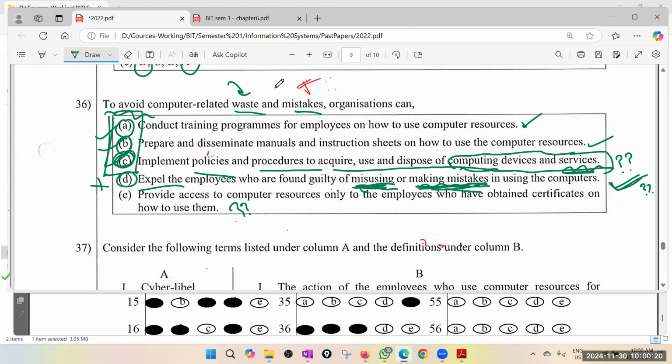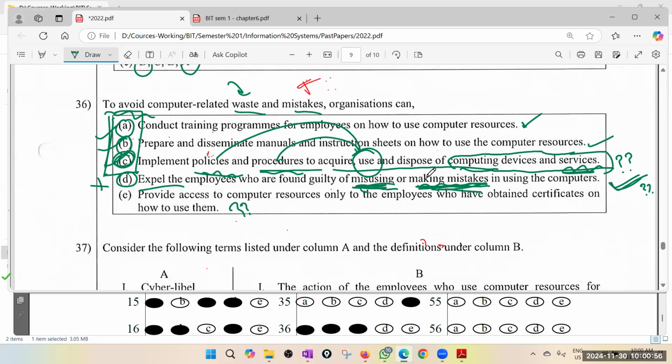ABC. Okay, ABC. Option C again: implement policies and procedures. Policies means you define what you are supposed to do and what you are not supposed to do. That is called policies. And procedures means defining how to use something. Acquire means getting the information systems, like the purchase process and evaluation process. Then of course the use. Use is our main concern: the policies and procedures related to use.